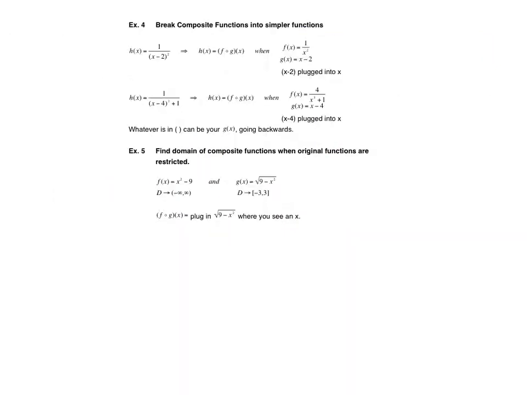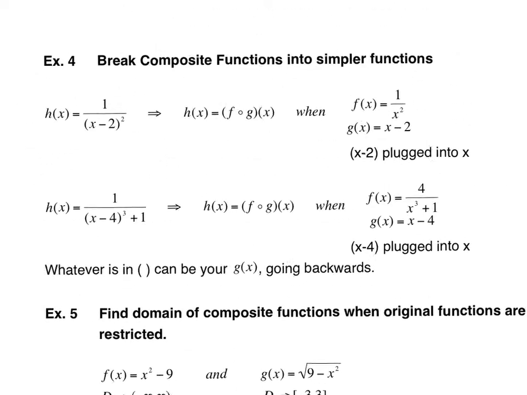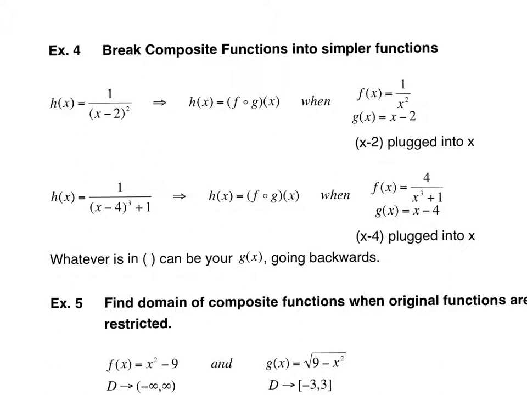All right, so let's make this bigger. Okay, so we are going to break composition functions into simpler functions. So you're going to really work your way backwards. This right here is going to represent f of g of x. And so that's what this is saying here. H is f of g of x. So we have to figure out what's the f function and what's the g function.